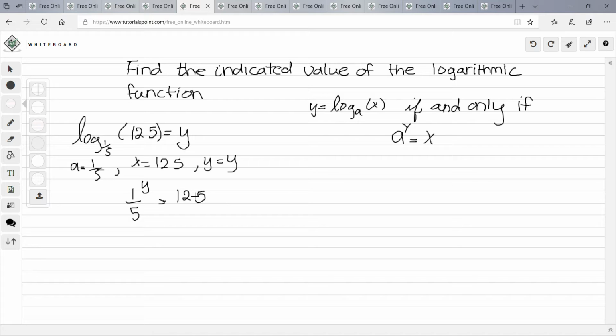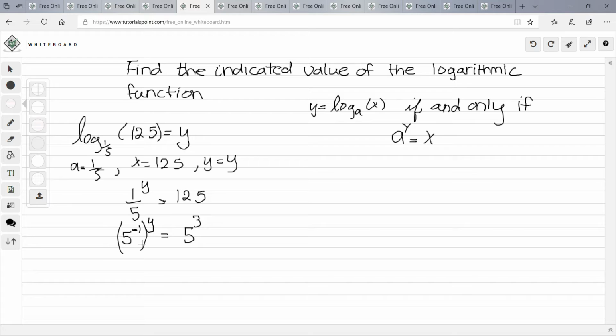Let's try to get the same base as one another. Let's put everything in the base of 5. So on the right, this 125, we can rewrite it as 5 to the third power, right? Because it has a base of 5, and then if you raise that to 3, you get 125. Now this one is a little bit tricky. This is 1/5 raised to the y, so I can rewrite it as 5 to the negative 1, but I'm going to raise it to the y power, right? Can't forget about the y.